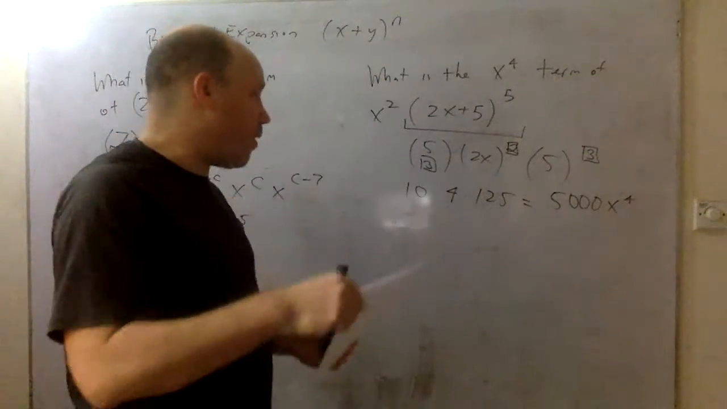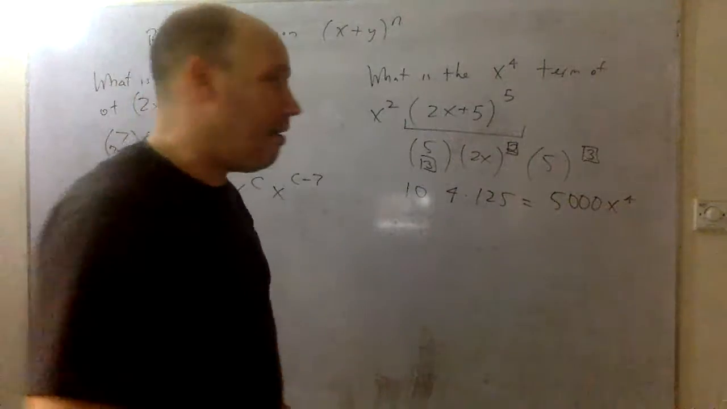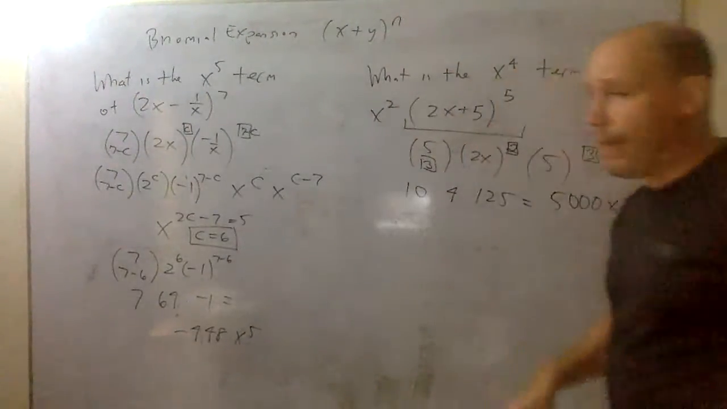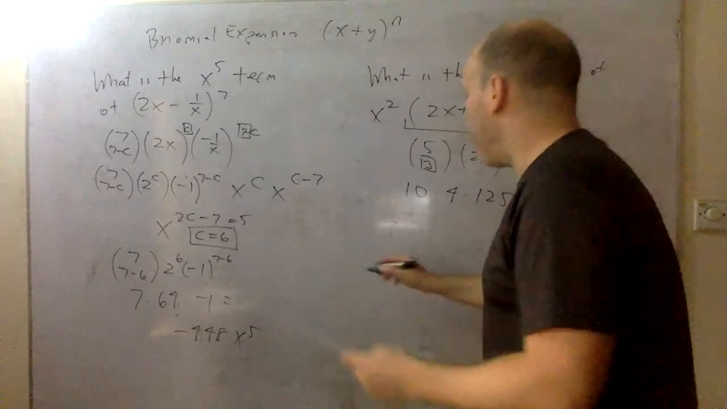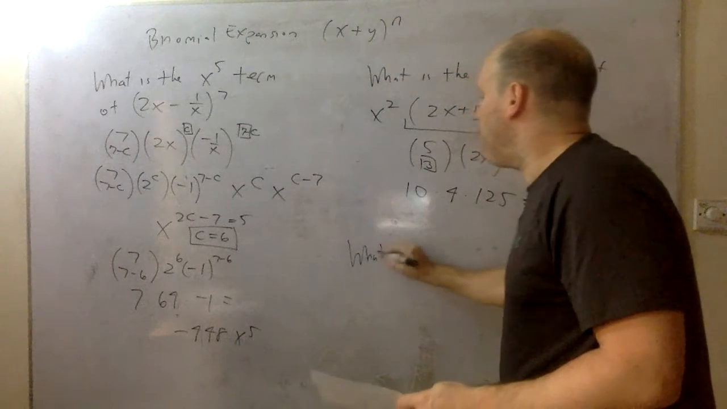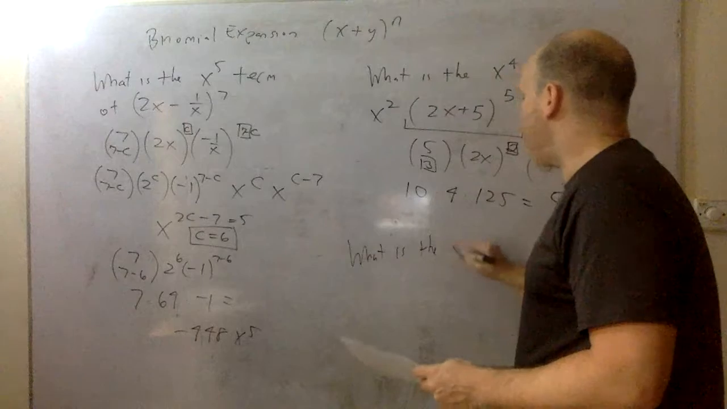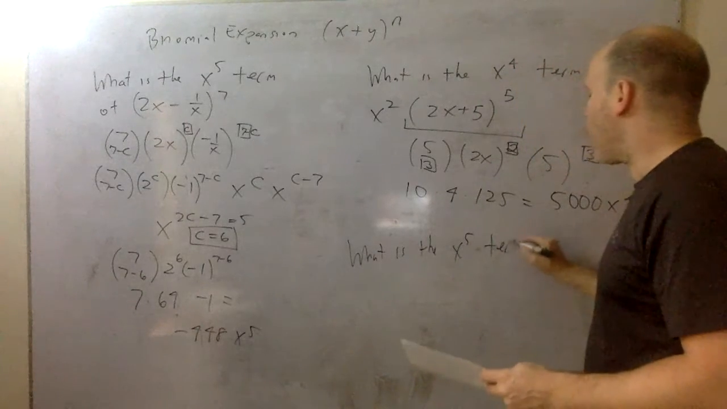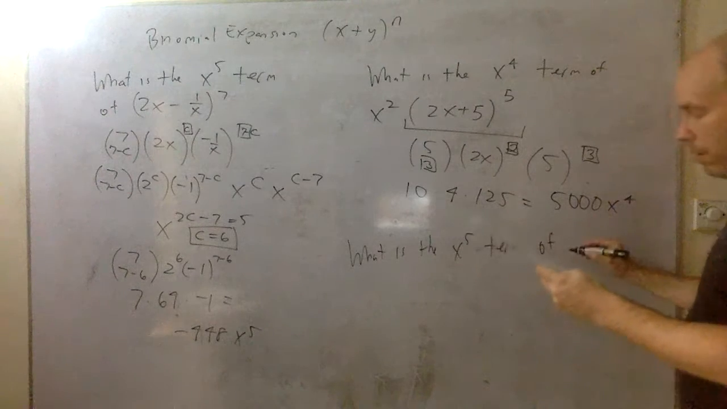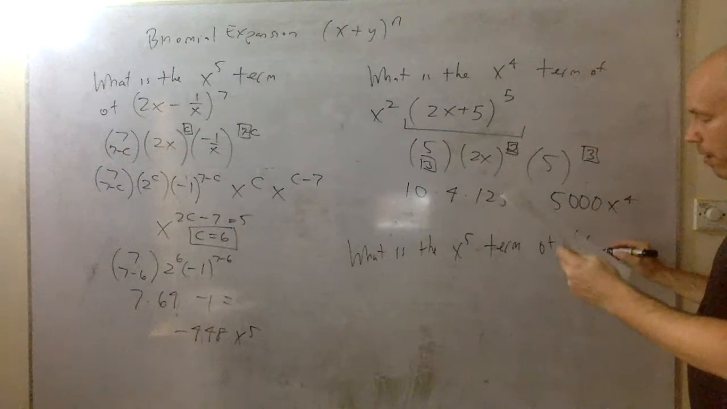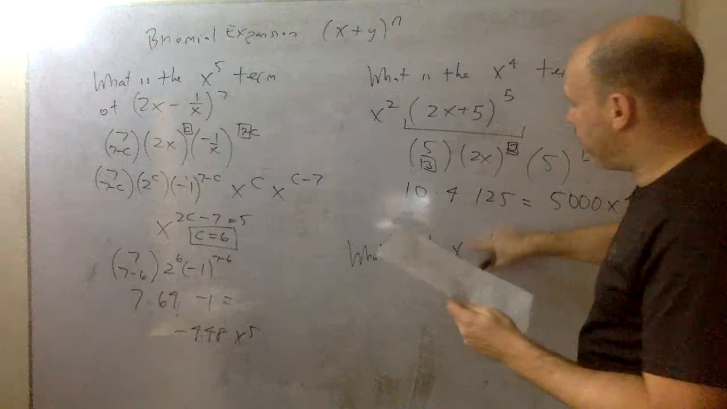Here's the last one. This is really advanced, but you know what? It shows up in the IB. So, let's take a look at this last problem. What is the x to the 5th term of, you know what, let's make it to the 6th.